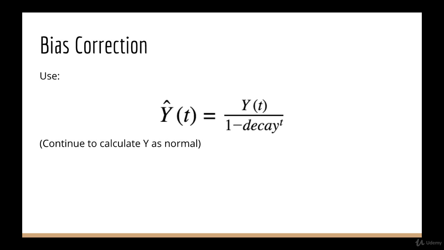So there is a technique called bias correction that makes up for this. We divide by 1 minus the decay to the power t. As you can see, when t is small, we're dividing by a very small number, which makes the initial value bigger. This is good because the initial value was too small.